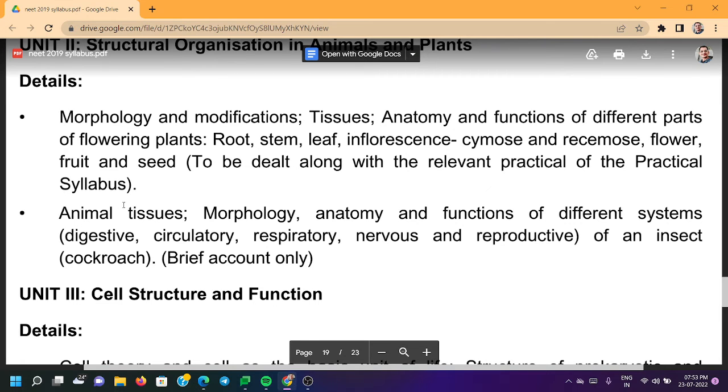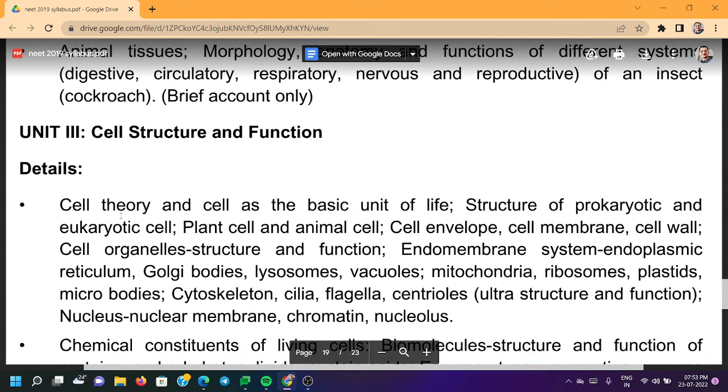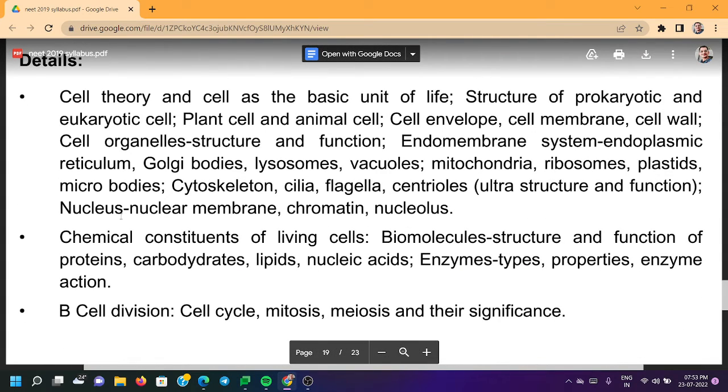account only. Class 11th, Biology Unit 3: Cell Structure and Function. Cell theory and cell as the basic unit of life, structure of prokaryotic and eukaryotic cell, plant cell and animal cell, cell envelope, cell membrane, cell wall, cell organelle structures and function, endomembrane system, endoplasmic reticulum, Golgi bodies, lysosomes, vacuoles, mitochondria, ribosomes, plastids, microbodies, cytoskeleton, cilia, flagella, centrioles, ultrastructure and function, nucleus, nuclear membrane, chromatin, nucleolus.